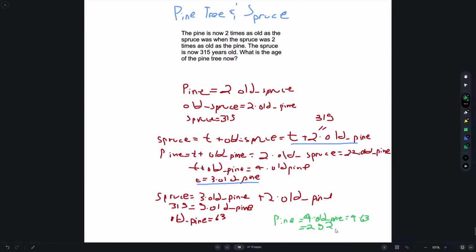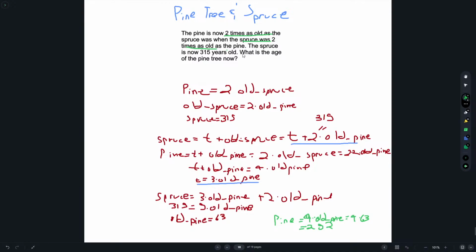Awesome. Whew. I was worried. There were so many numbers here. Yeah, so the part I had missed was you need to keep track of how much time has passed, and the amount of time that's passed is equal for both. I got confused on 2 times as old, and the spruce was 2 times as old. The amount of time that has passed for both trees is equal.